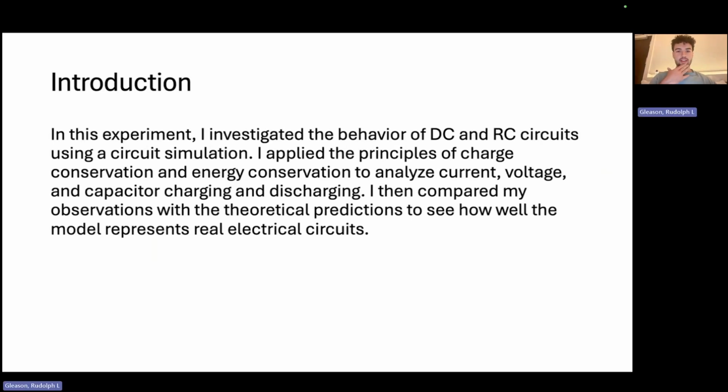Introduction. In this experiment, I investigated the behavior of DC and RC circuits using circuit simulation. I applied the principles of charge conservation and energy conservation to analyze current, voltage, and capacitor charging and discharging. I then compared my observations with the theoretical predictions to see how well the model represented real electrical circuits.